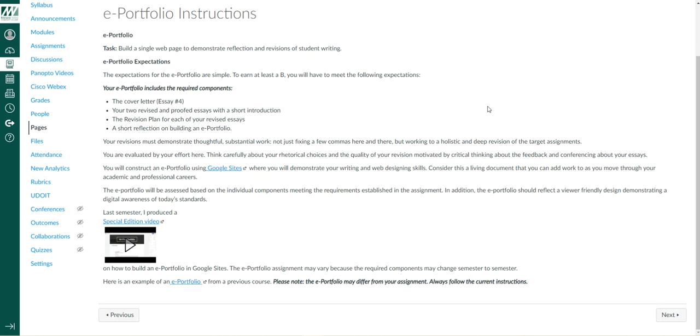The portfolio will be assessed based on individual components meeting the requirements established in the assignment. So you need the components that are listed right there in the bullet points. Okay, I'm looking for a viewer-friendly design demonstrating a digital awareness of today's standards. We all surf the web, look at pages. We all know what looks good to us and what doesn't. Think about how you want to present yourself in a web page.